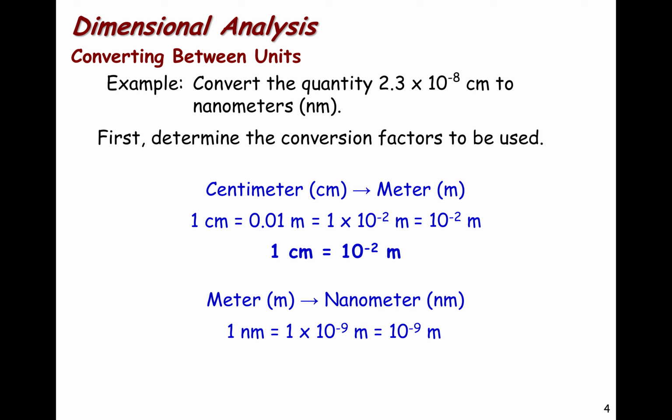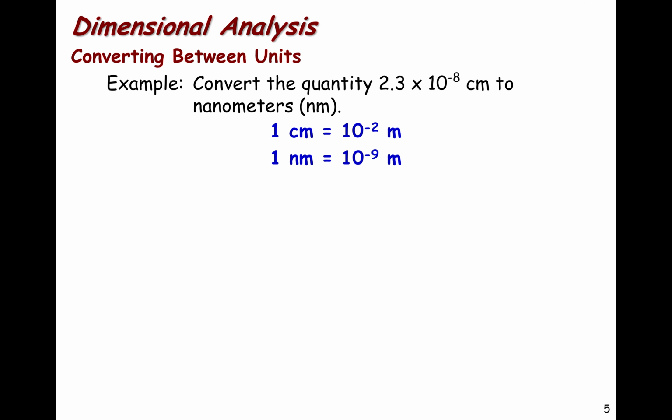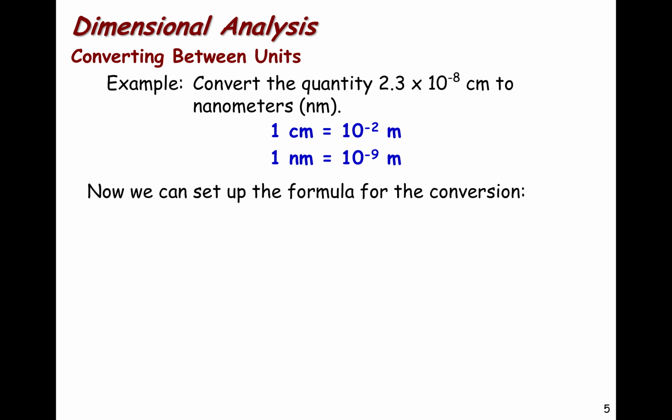And so we can set up our equality. We have our equality 1 nanometer is 10 to the negative 9 meters. Now we can use those two equalities and rearrange them to be our conversion factors. Okay, and we can set up the dimensional analysis to do the calculation. We start with the given in the problem.